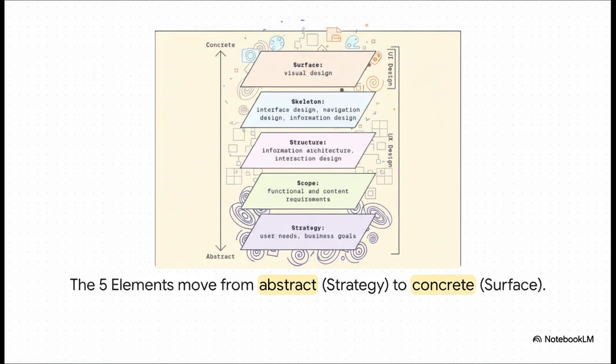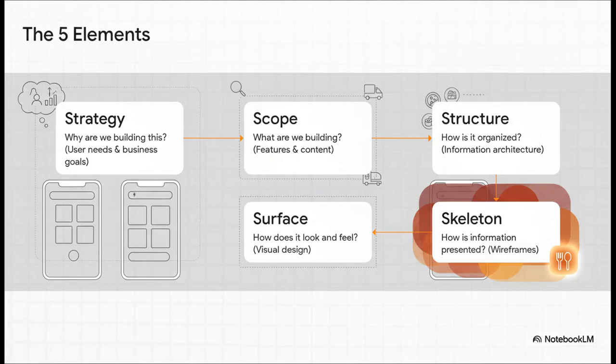And here's the really important part. Every single layer relies on the one right below it. You can't just pick out paint colors before you even laid the foundation, right? Same idea here. It forces you to build from the ground up. Let's make this real with an example. Imagine we're building a food delivery app.